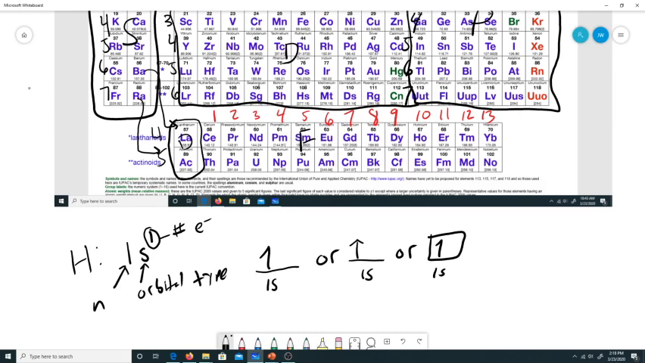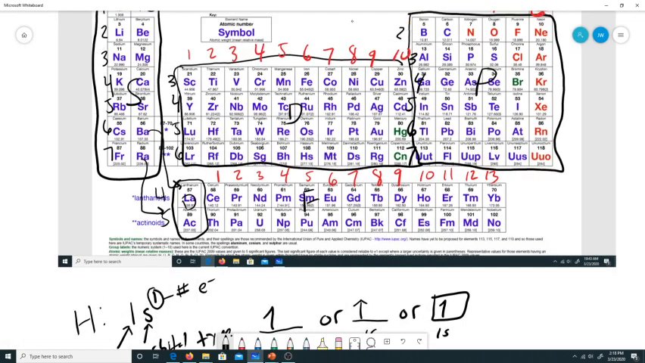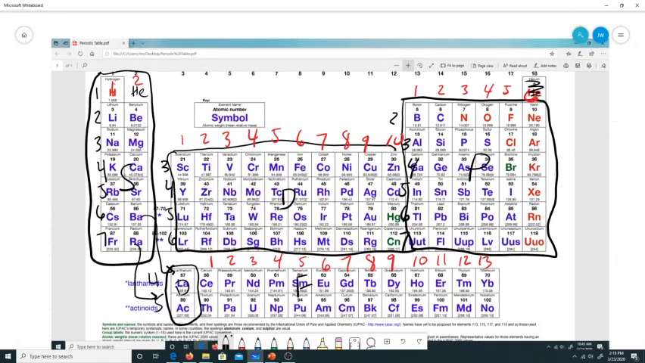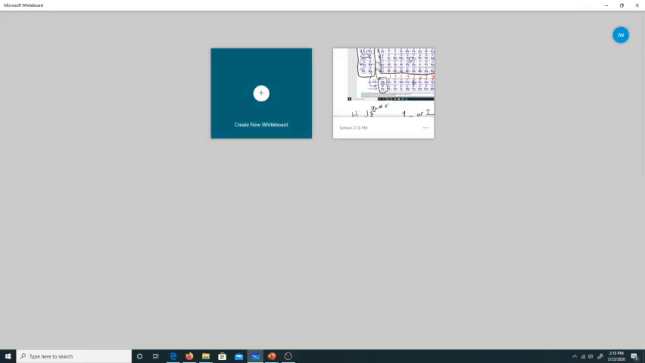Now helium has an electron configuration of 1s2. I'm going to create a new board here for this purpose, so it's easier to switch around. So hydrogen is 1s1, helium is 1s2. Its diagram would be a line with two electrons in it, one up, one down.